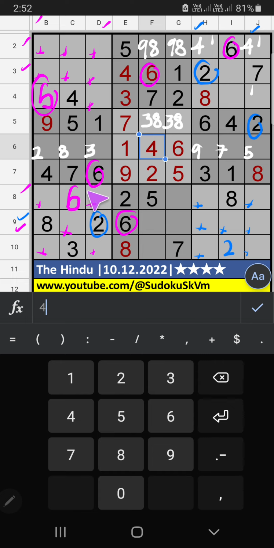8th row and 9th row we have 6. Column H also we have 6. So 6 can't come in these cells. The 6 is confirmed here. Third row, column D, we have pair numbers 1 and 2. So 1 and 2 can't come in these cells. It will come in another 2 cells. We will confirm later.